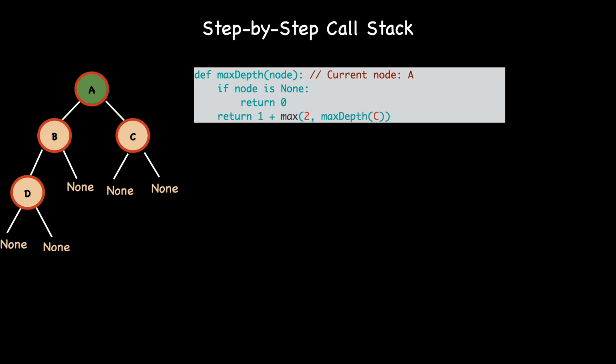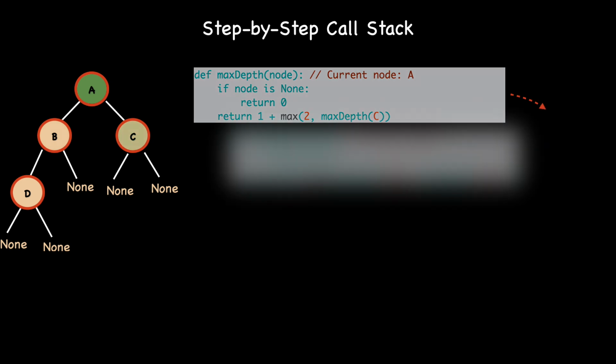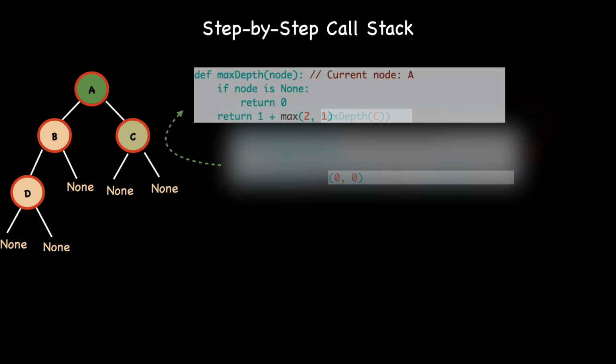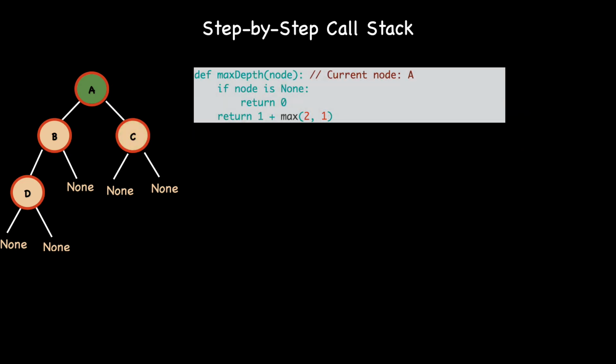We are back at node A, and from here, a new maxDepth function call is made for node C. Since both of node C's children are none, the recursive calls for them return 0. That means the maxDepth at node C is 1, and this value is returned back to the calling function. The maxDepth at node A is calculated as 3, which is also the final answer.